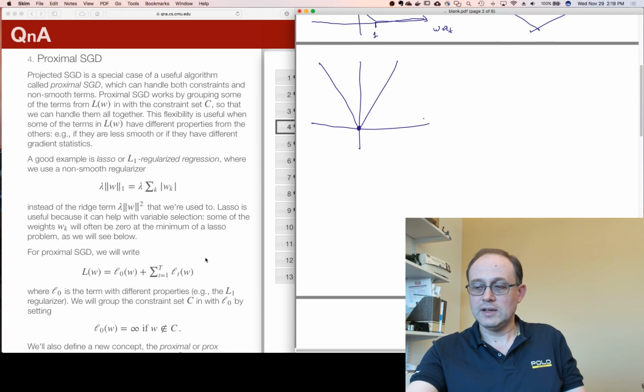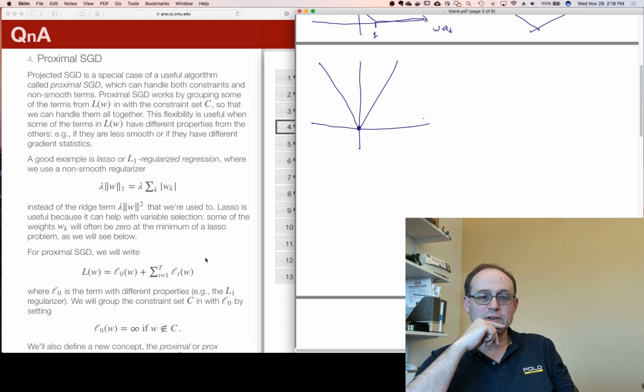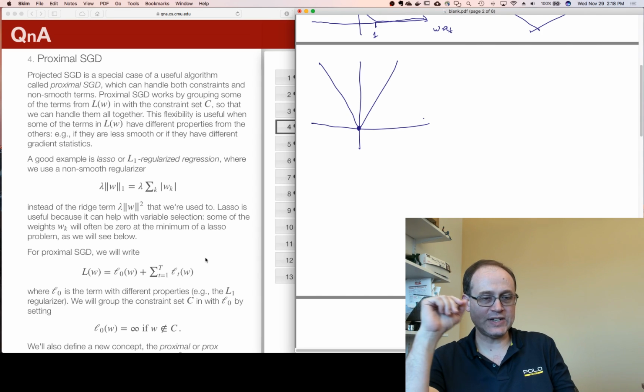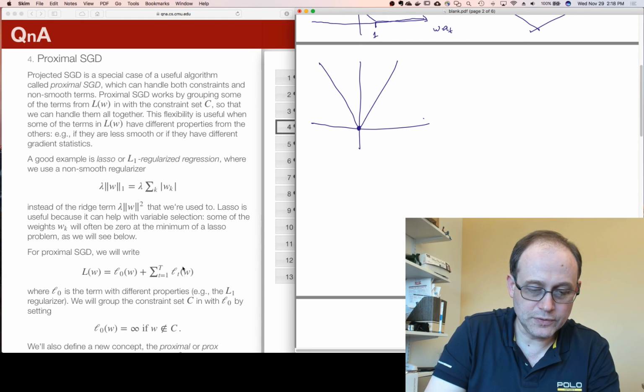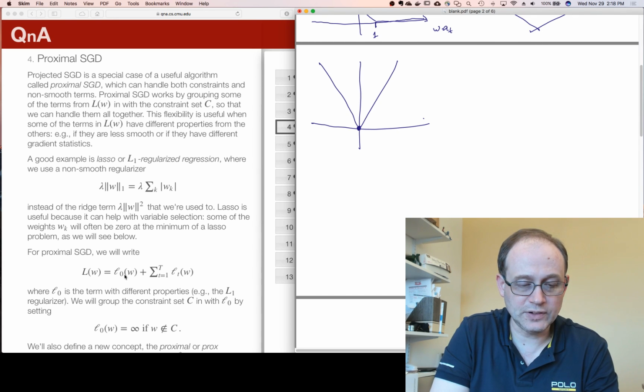And so for both of these reasons, we can try and handle non-smooth terms and constraints in slightly smarter ways. One of these slightly smarter ways is what's called proximal stochastic gradient. Proximal SGD can actually handle both constraints and non-smooth terms. So it's a strict generalization of projected SGD. It's for problems of the standard form where L0 is not necessarily smooth, and it might actually incorporate a constraint.